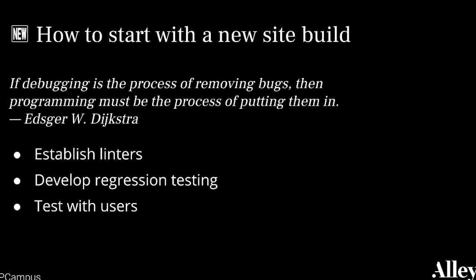The next thing that we do is we make sure that we develop regression testing. So as you're releasing new code and moving towards publishing your final project, you make sure that new features that you build are QA'd and that they're not making your site less accessible. And then making sure that you test with real users who are going to be using your site in various modes.